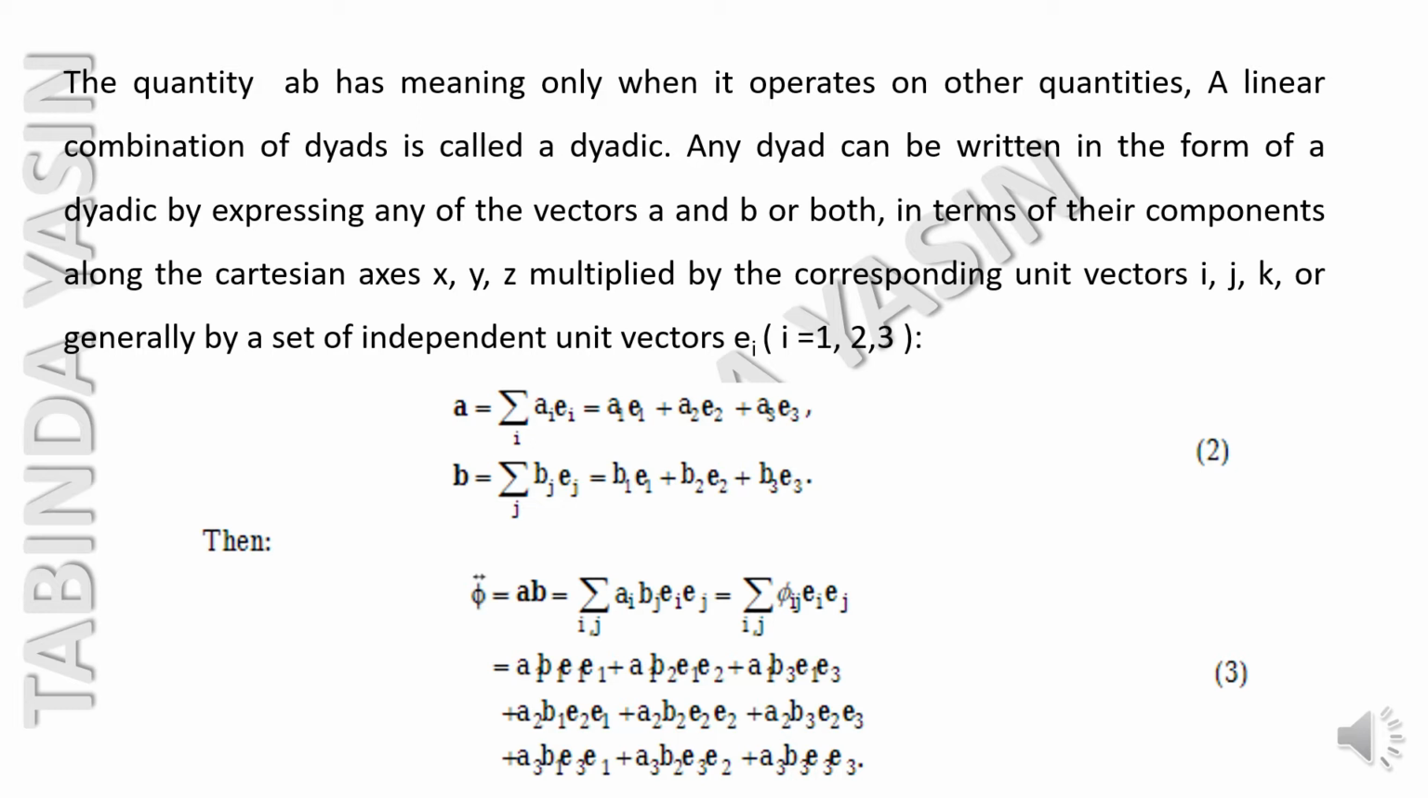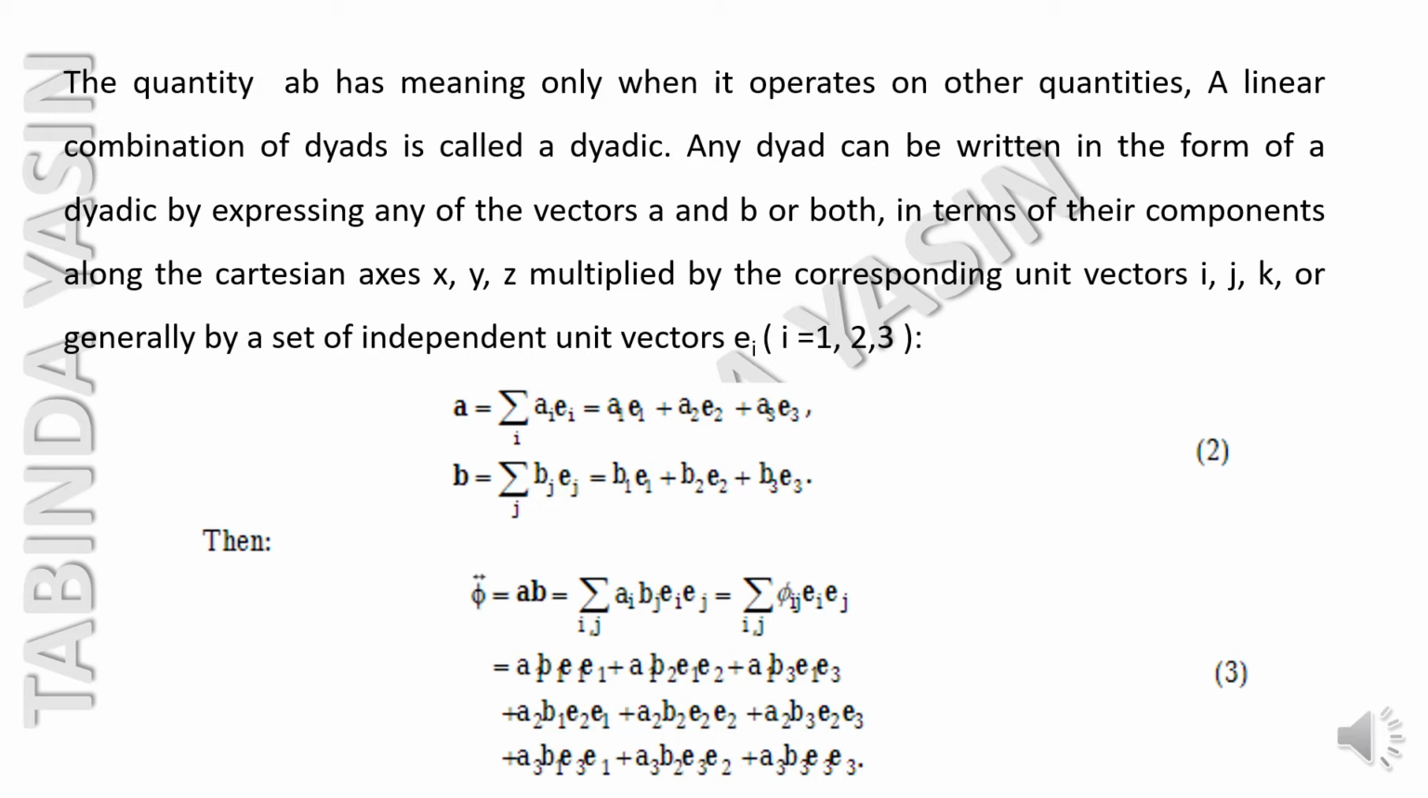Then if we write the dyadic, we represent it by phi with a two-sided arrow above it, and that is equal to AB, which is called a dyadic. So we write the summation over i, j of ai bj ei ej, and that gives the whole quantity for the dyadic as the summation over i, j of phi ij ei ej. Ei and ej are the unit vectors along the x and y direction, or any coordinate.